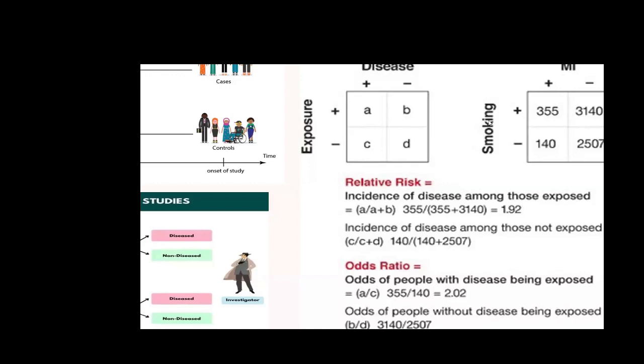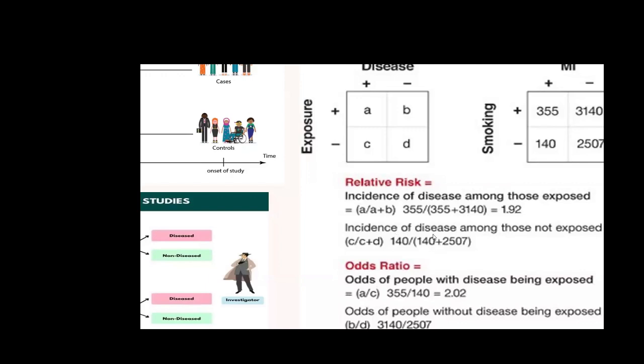So I will go for the relative risk using cohort studies. That means we follow the smokers and non-smokers for a certain period of time, and then we find what are the MI cases. So how do we calculate the relative risk? Relative risk is the incidence of disease among those exposed. Disease here is MI, that is 355, those who are smokers, divided by the total number of smokers, that is 355 plus 314. So this relative risk is 1.92.